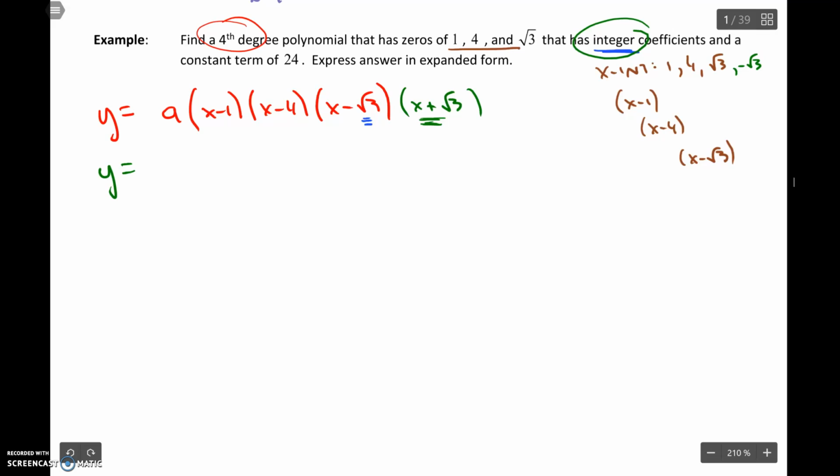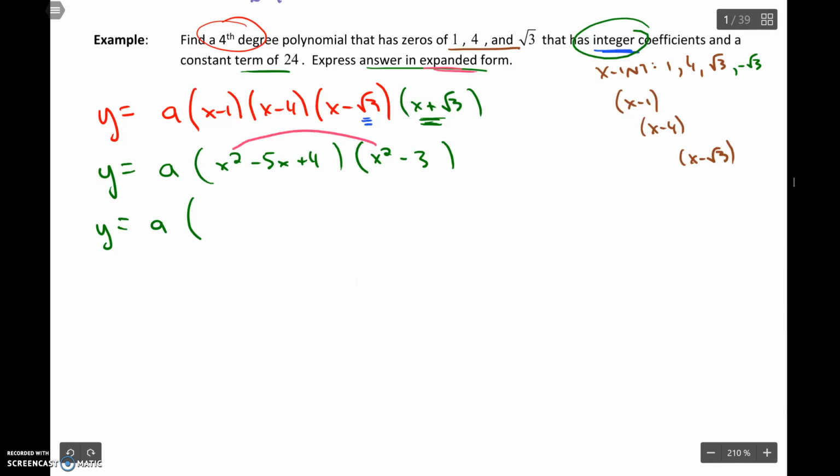Y equals. I guess I need to express the answer in expanded form. And I also need to make sure the constant term is 24. So that's going to require a little bit of work. Actually, I think I could do this without expanding it, but let's not. I'm going to multiply this one out. This is x squared minus 5x plus 4. This is a special product, square the first minus square the last. Ugh, I really don't want to do this. And I actually think I can avoid it. But again, the answer has got to be in expanded form anyway, so I guess we're going to have to do it no matter what.